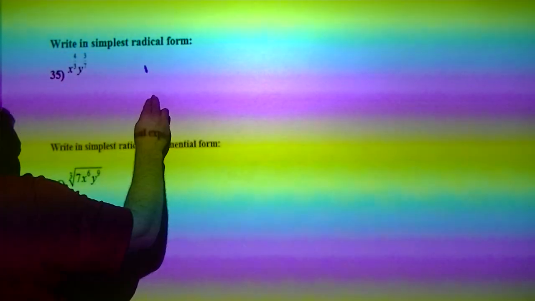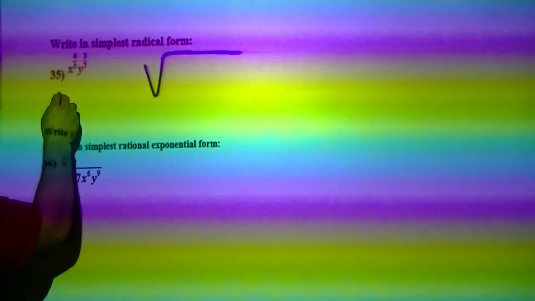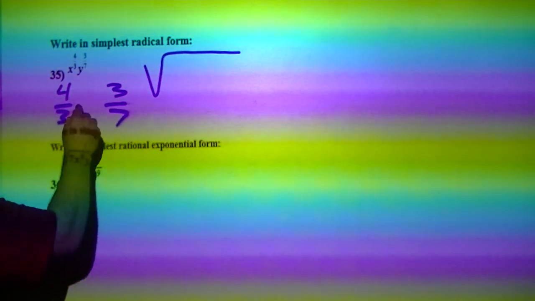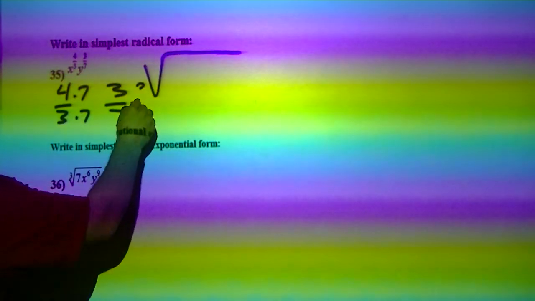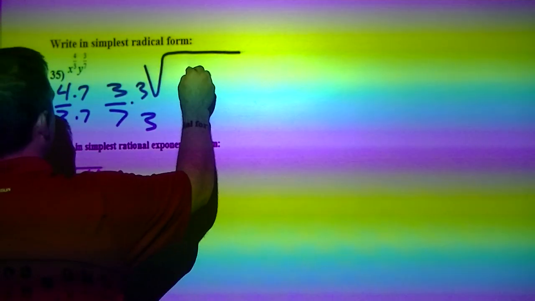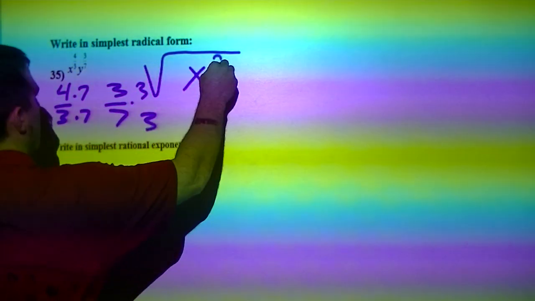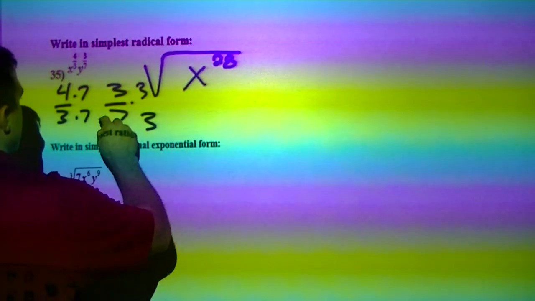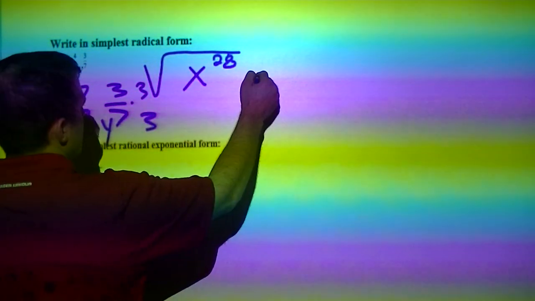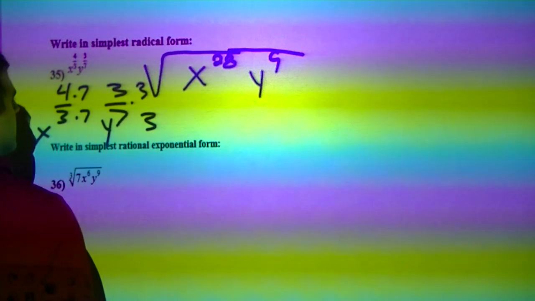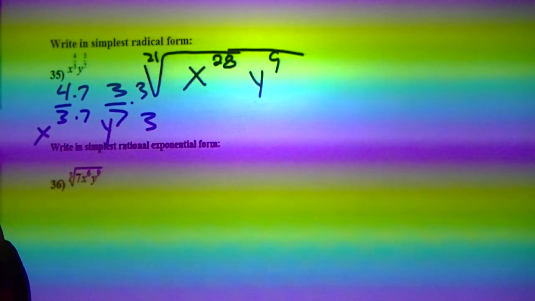I need both of those to be the same, so I'm going to make that into a very simple 21. Okay, so I got 4/3 and 3/7. Well, I'm going to multiply that by 7. I'm going to multiply that by 3. So I'm going to have x 28. And for y, I'm going to have 9/28. Okay? Now, that's a 21 there.